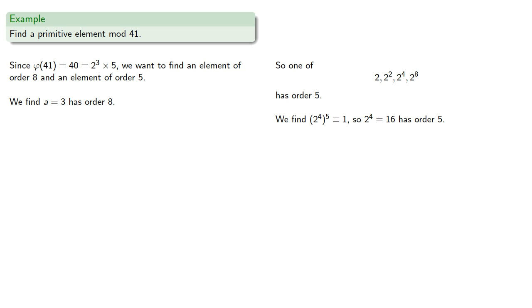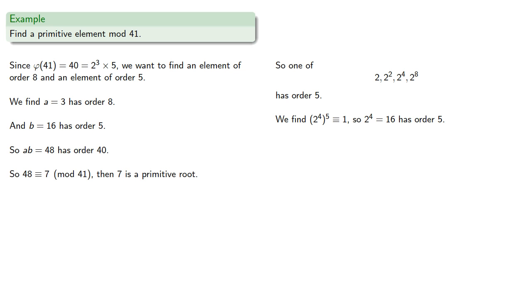So 2 to the 4th, that's 16, has order 5. And so we have an element of order 8. We have an element of order 5. So their product, 48, is going to have order 40. Or, since 48 is congruent to 7 mod 41, then 7 is a primitive root.